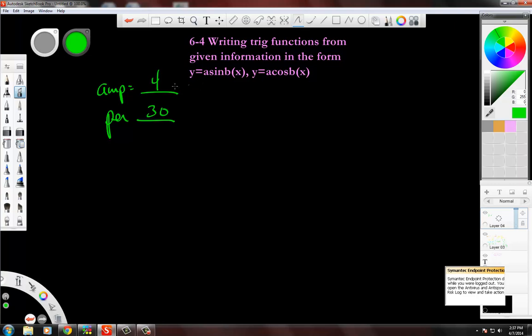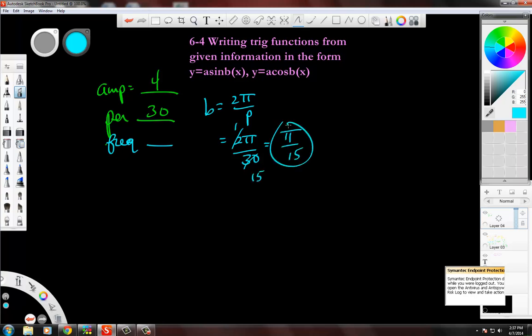All right. Well, what makes this problem different is it doesn't have pi in it. But we can still do frequency. The frequency is, again, b equals 2 pi over p, which is 2 pi over 30. That just goes down there. And this would be pi over 15. That is the frequency. On our final answer, y equals 4 sine pi over 15 theta. And that is the final answer.